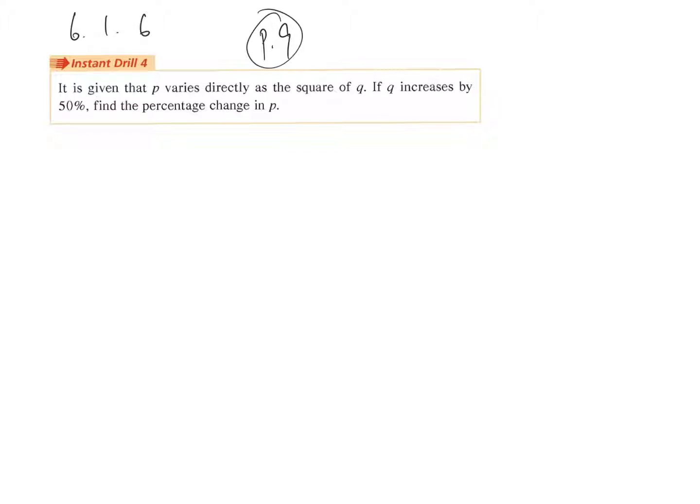Okay, this will be the last video clip of this exercise 6A. So let's go back to page 9 and take a look at answer number 4 first. It is given that P varies directly as the square of Q. Pay attention to this one, the square of Q.